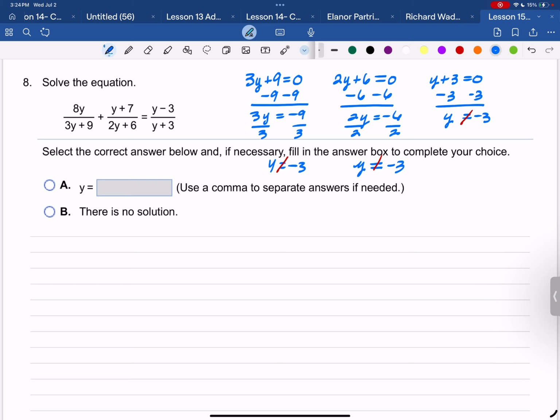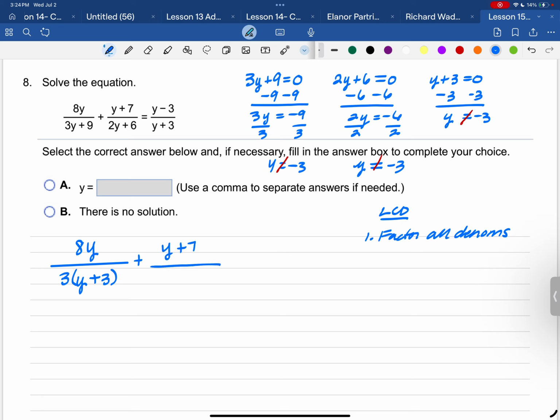So I'm going to have to find the LCD, and the first step is always factor all denominators. So I'm going to go ahead and write these in factored form. 8y over, well, 3y plus 9 has a common factor of 3. To get the 3y, I need a y. To get the positive 9, I need a plus 3. Plus y plus 7 over 2y plus 6.